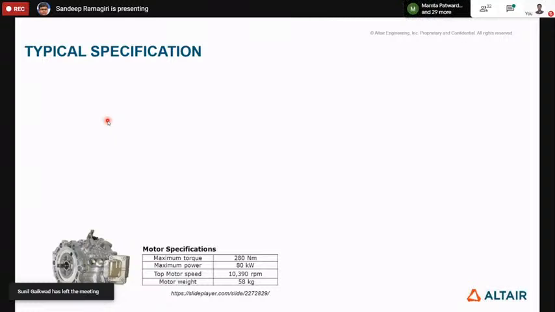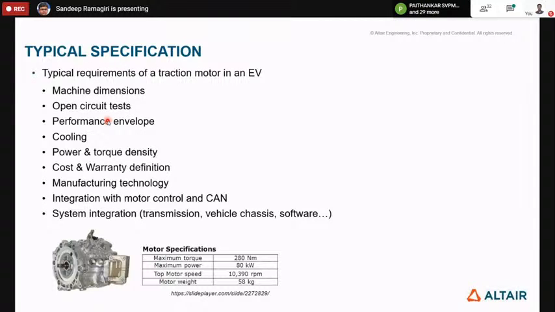Let us also look at the challenges on the design side, from the designer's point of view. The person who designs the motor will get the specifications shown at the bottom of this presentation, like maximum torque rating, maximum power, motor speed, and also motor weight. Once he gets the specifications, he needs to start the design. What are all the things he needs to keep in mind? First, he needs to look at what space is available, and accordingly target the machine dimensions.